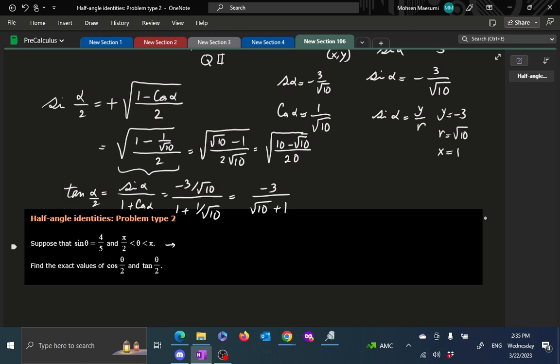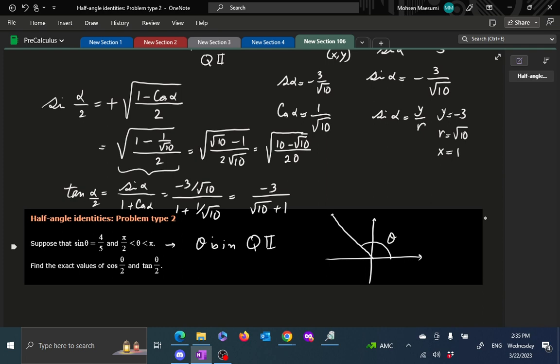We are in angle theta. Theta is in quadrant 2. So we have a picture looking like this. We just draw some random angle in quadrant 2. That is the theta we are dealing with. Obviously then the theta over 2 is going to be in quadrant 1, so all of its trig values will be positive.